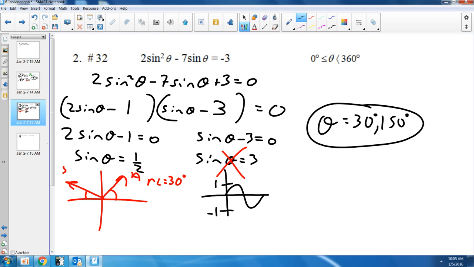Because it's 180 minus the 30. So when I draw this, I'm now just drawing it in and showing the reference angles, and that's pretty much all I need to do at this point. Hopefully you've had enough practice on this type of stuff that it comes second nature.